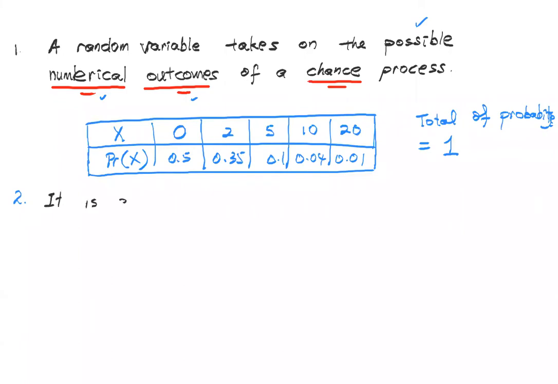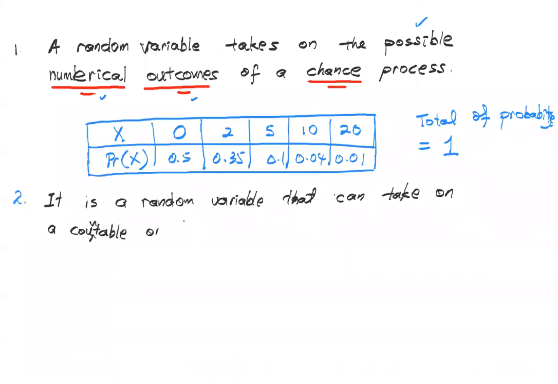is a random variable, definitely, that can take on a countable or listable set of outcomes. So is this a discrete random variable?